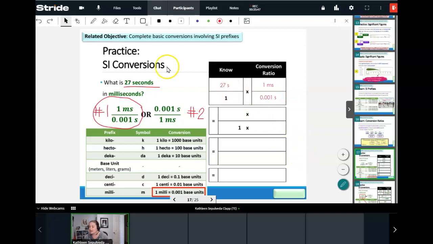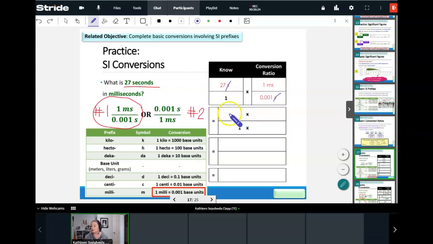So now I have seconds on the top here and seconds on the bottom there. Why do I have to do that? Because I'm going to cross cancel. How many of you have heard of cross canceling before? Yeah, good. So what I'm doing is I'm cross canceling the units. They are both the same. Well, guess what? I don't need them. So I'm going to get rid of them. Because they're the same and they're across from each other, on the top and the bottom, then I can get rid of them.